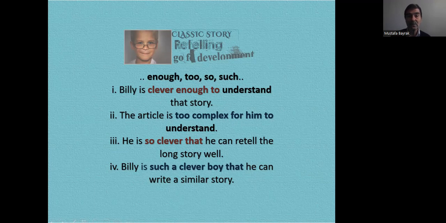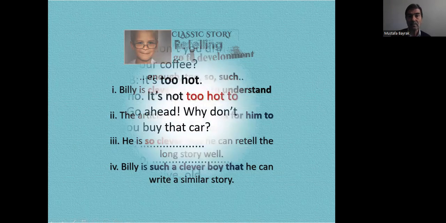The fourth one: Billy is such a clever boy that, such a strong boy that, such a smart boy that, such a tall boy that, such a short boy that. Billy is such a clever boy that he can write a similar story. Okay, this is like this.